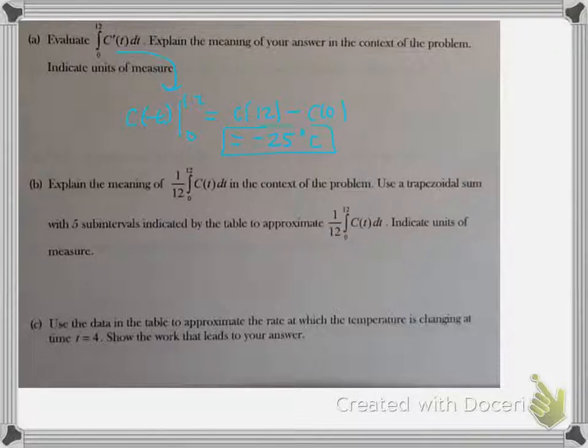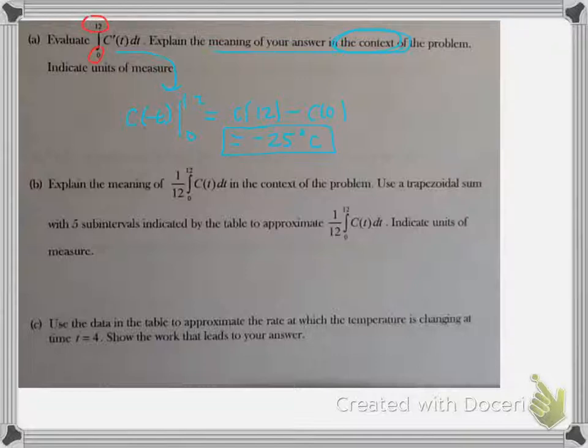So we've indicated units of measure. We've done what they want. Explain the meaning of your answer in context of the problem. That means I need to do a couple things here. I need to make reference to the coffee itself. What is it doing? I need to make reference to the time involved, the 0 and the 12.